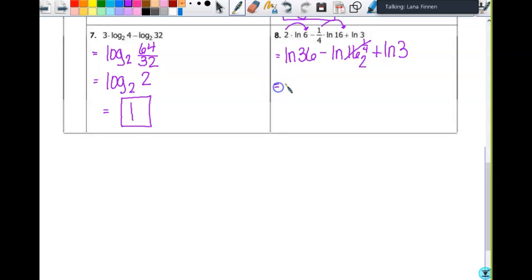So then I can combine these two, and I will get the natural log of 36 divided by 2 plus the natural log of 3. What's 36 divided by 2? 18. Oops. So this could be 18 times 3. And then what is 18 times 3? 54.